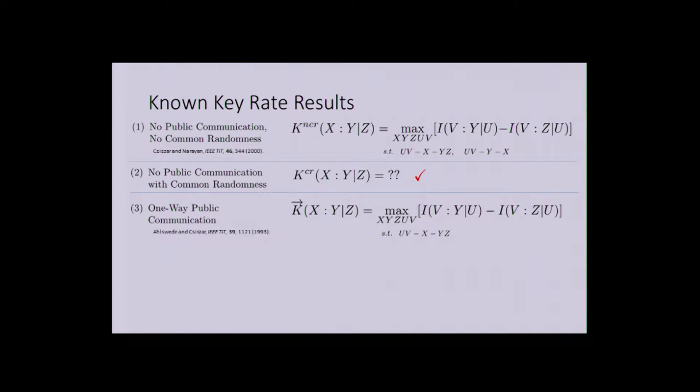The second scenario, where there's common randomness, has actually not been studied to our knowledge. So one of our results is that we're able to compute this here. And then the third scenario, which is probably well known to most of the people in the audience here, is the one-way public communication rate. This was given by Ahlswede and Csiszár in 1993. If we compare it to one and three here, you see that they look very similar, except in three, we no longer have this constraint on the auxiliary variables. This is essentially the constraint that imposes no communication.